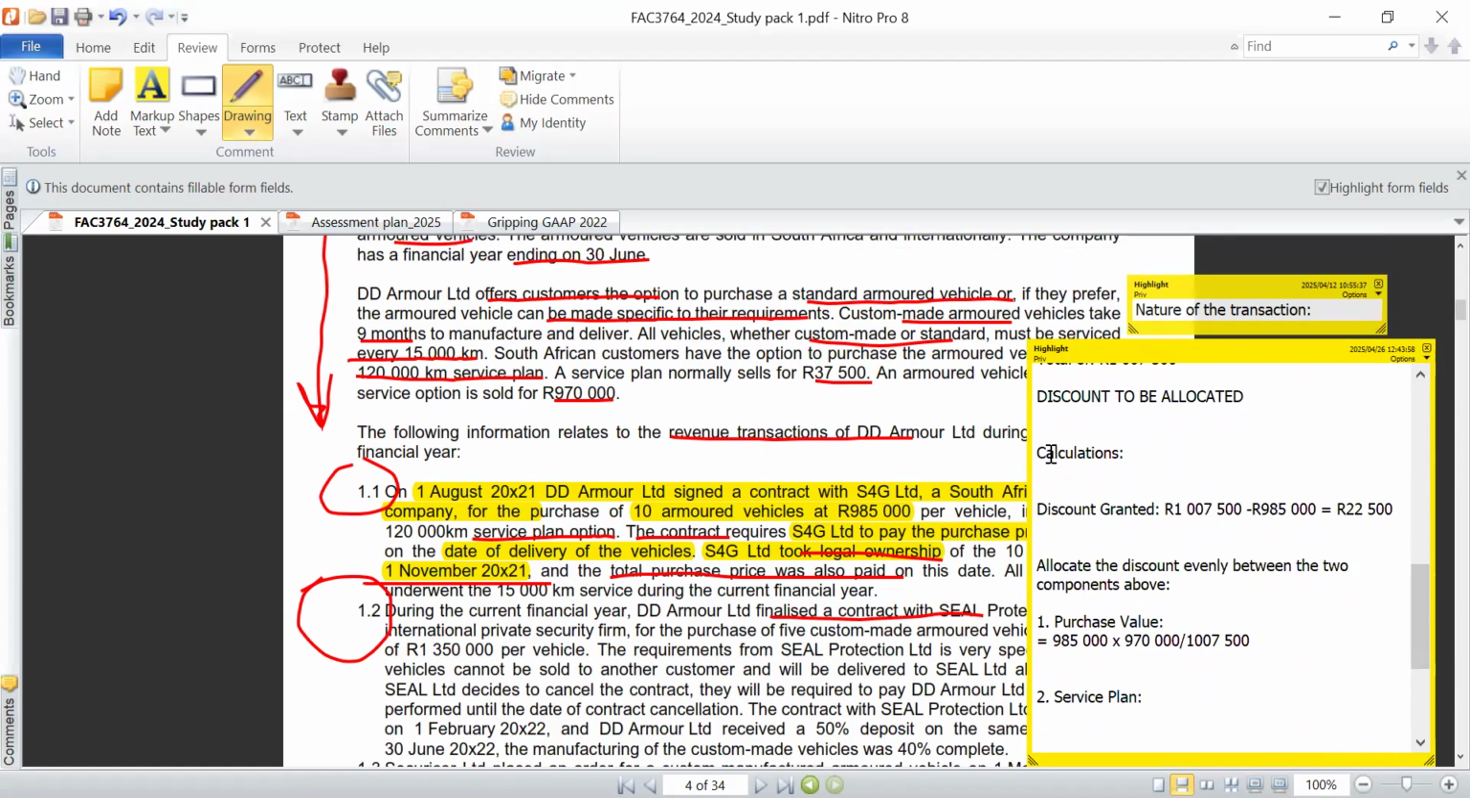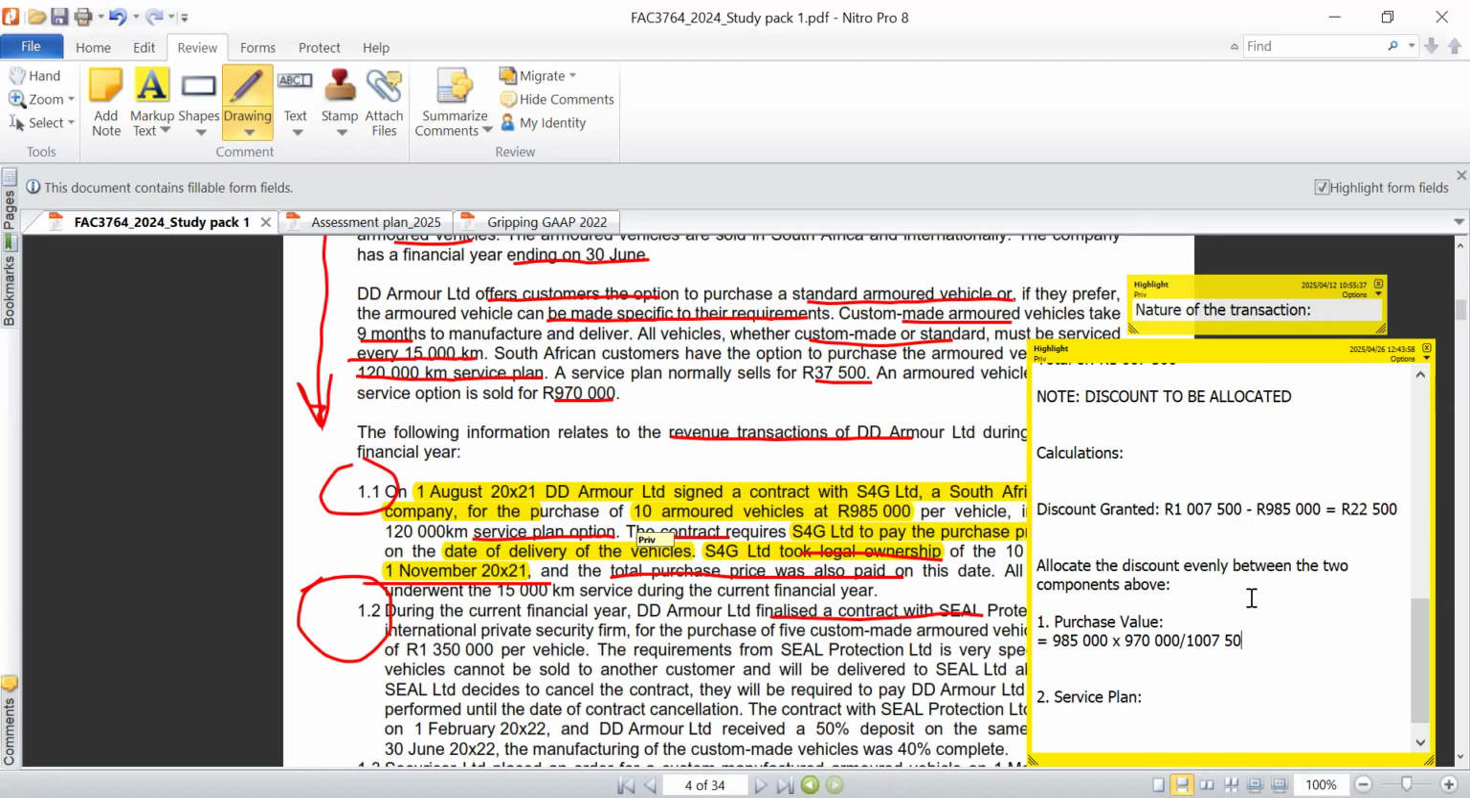Now if you look here at the calculations that I've done, notice this is a very important thing to note. There's a discount to be allocated. Now, let's do the calculations of the discount. The discount granted will be the difference between the 1,007,500 less what S4G Limited paid for each vehicle, which is the 985,000, giving us a total value of 22,500. That 22,500, colleagues, is the total discount which S4G Limited obtained from this contract that they signed with DD Armor Limited. So the 22,500 already includes a portion of the discount for the actual purchase value of this vehicle, and it also includes the discount for the service plan.